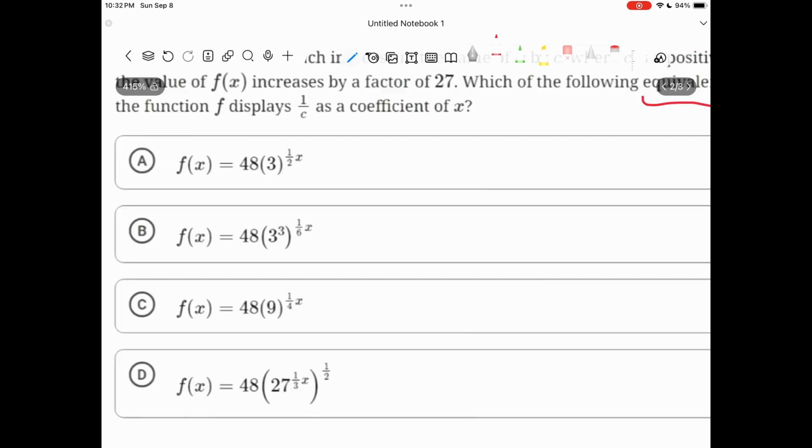So if you look at option A, 1 over c is 1 over 2 because 1 over 2 is the coefficient of x. So that gives us c equals 2. Similarly, if you look at option B, 1 over c is 1 over 6, so c equals 6. And so on for the other two options.